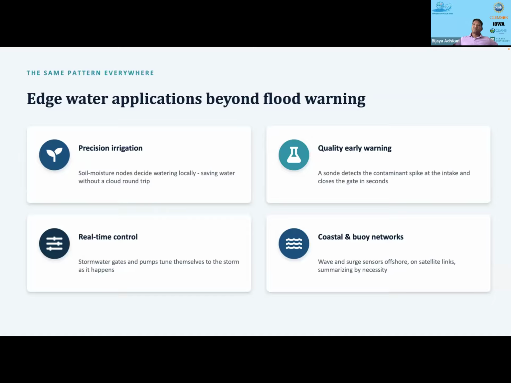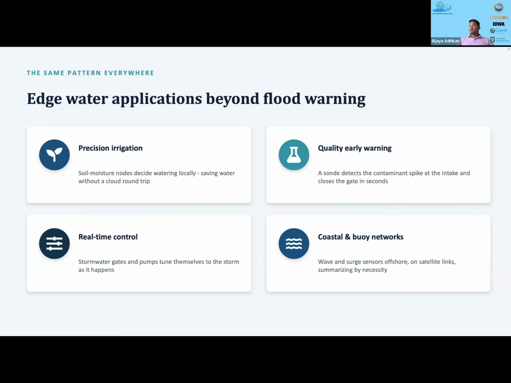If enough moisture is already in the soil, then maybe you don't need to water the crop. Or if the soil is too dry, then you might want to alert the farmer, saying that look, these crops are at risk of drying up. You might want to water.